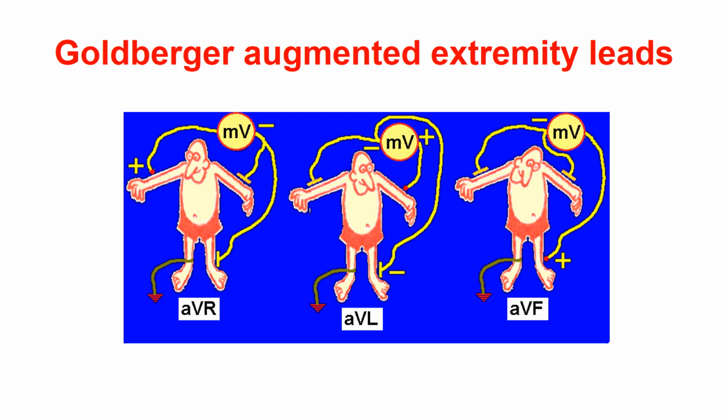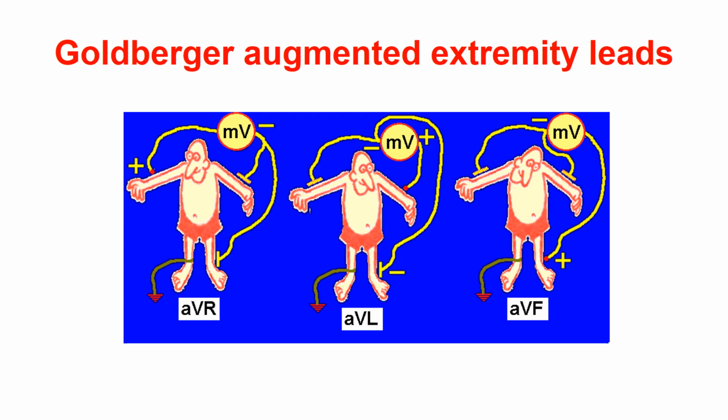Leads AVR, AVL, and AVF are the augmented limb leads. They are derived from the same 3 electrodes as leads 1, 2, and 3, but they use Goldberger's central terminal as their negative pole. Goldberger's central terminal is a combination of inputs from 2 limb electrodes, with a different combination for each augmented lead. It is referred to immediately below as the negative pole.